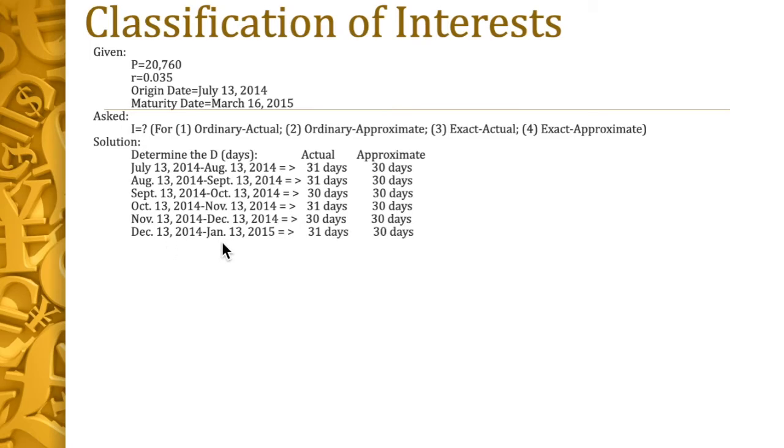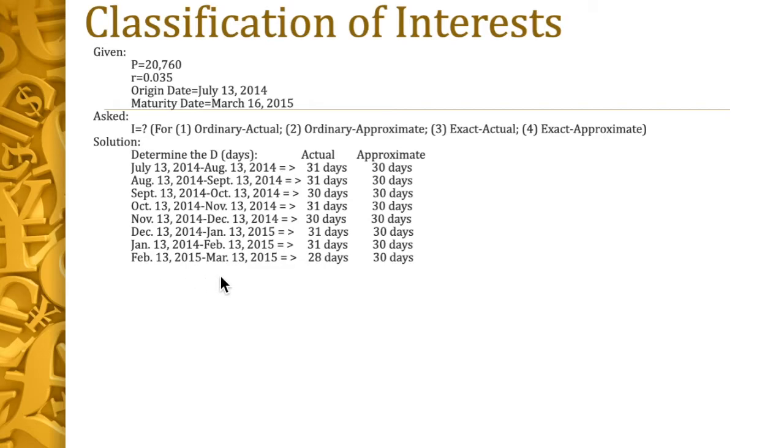So December has 31 days, so that's 31 for actual, 30 for approximate. For January, we also have 31 days until Feb 13, and now Feb 13 to March. We will pass through February here until the end of February.